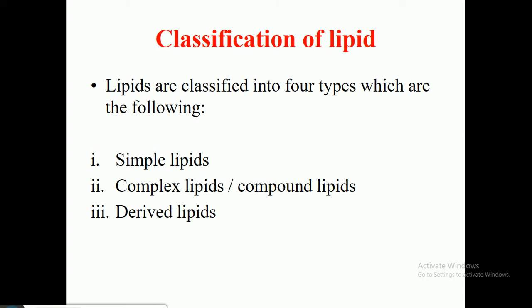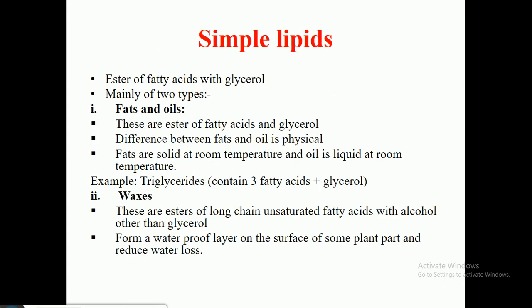This is the simple classification of lipids. Lipids are classified into four different types, which are the following: simple lipids, complex lipids, compound lipids, and derived lipids. So first of all, I am going to define the simple lipids. Simple lipids are the ester of fatty acid with glycerol. So when fatty acid and glycerol are mixed, what do they form? Simple lipids. Simple lipid is further classified into two categories. The first one is fats and oils.